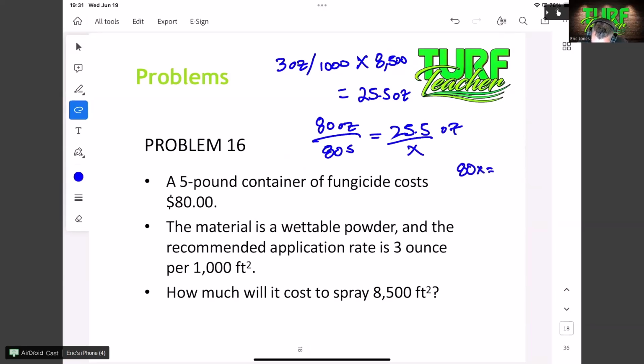$80x. Multiply those out. You actually get 2,040. X is $25.50 to spray the 8,500.